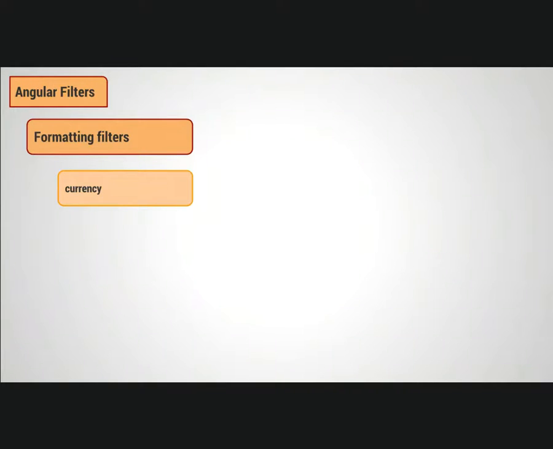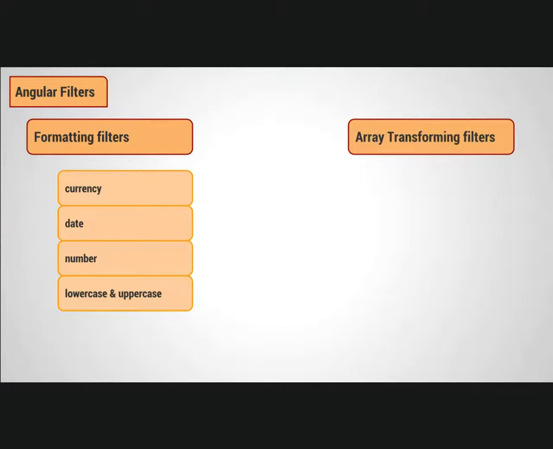Angular provides us with two different types of filters, formatting filters and array transforming filters. We have different formatting filters like currency to format with currency symbols, date for formatting dates, number to format number with decimal places, lowercase and uppercase are self-explanatory. We have three different filters operating on an array. limitTo shrinks an array to specified size. filter is a general purpose filtering utility, and orderBy is used to sort an array. If these filters seem insufficient, we can create our own.